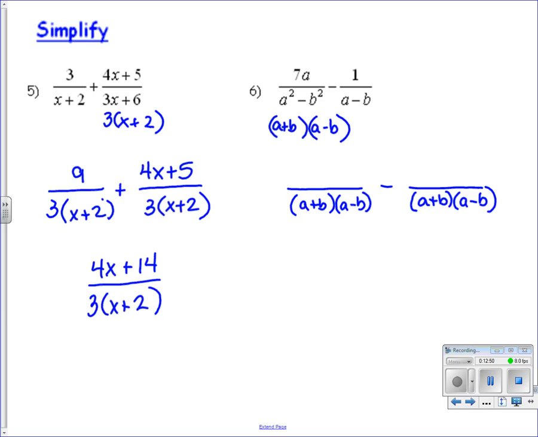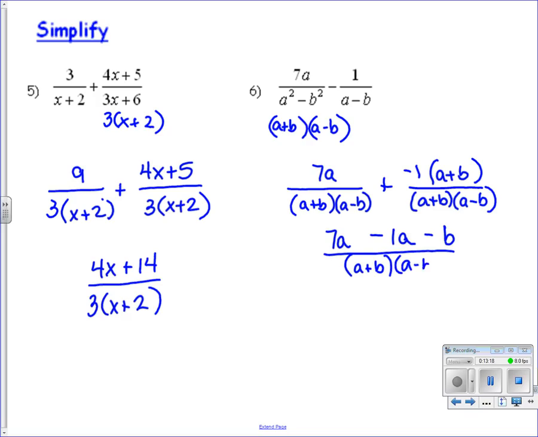So for the numerator, this one's fine. For the denominator, I multiplied by an a plus b. So I'm going to have a 1 times a plus b. And then multiply through. Let's put this as a -1, that'd be easier. So -1 times a will be -1a, and -1 times b will be -1b. And the denominator will stay. And then these are like terms. So we'll have 6a minus b over, pardon me, a plus b, a minus b. And that's my answer. I can't cancel anything.